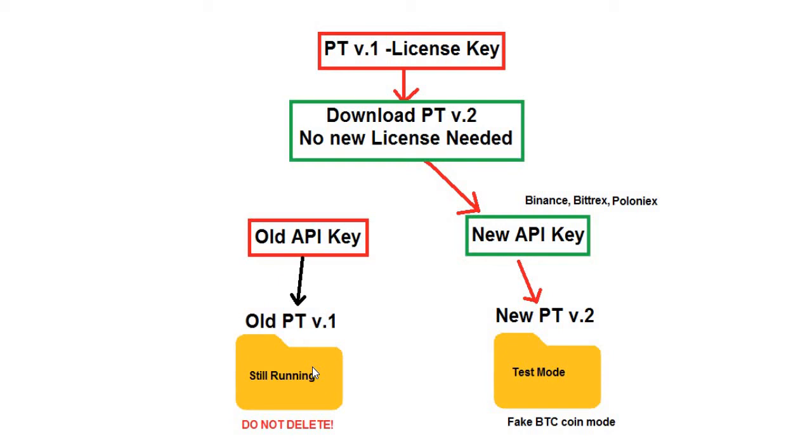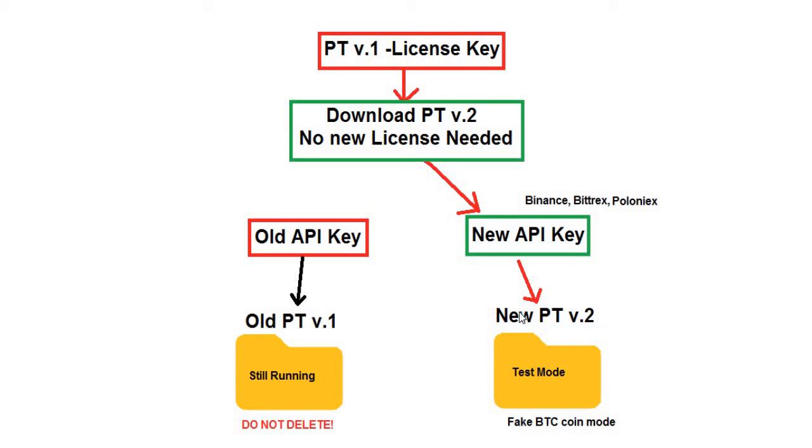PT1 has test mode, but when it comes to actually buying in test mode, it doesn't buy. It just says, hey, I was going to buy, but I'm in test mode. But this one actually buys in test mode. It DCAs in test mode. It sells in test mode, so you can see your simulated profits. Nothing is really being bought or sold. It's just using your fake Bitcoin mode. And that's an awesome feature that they added. I really like that feature.